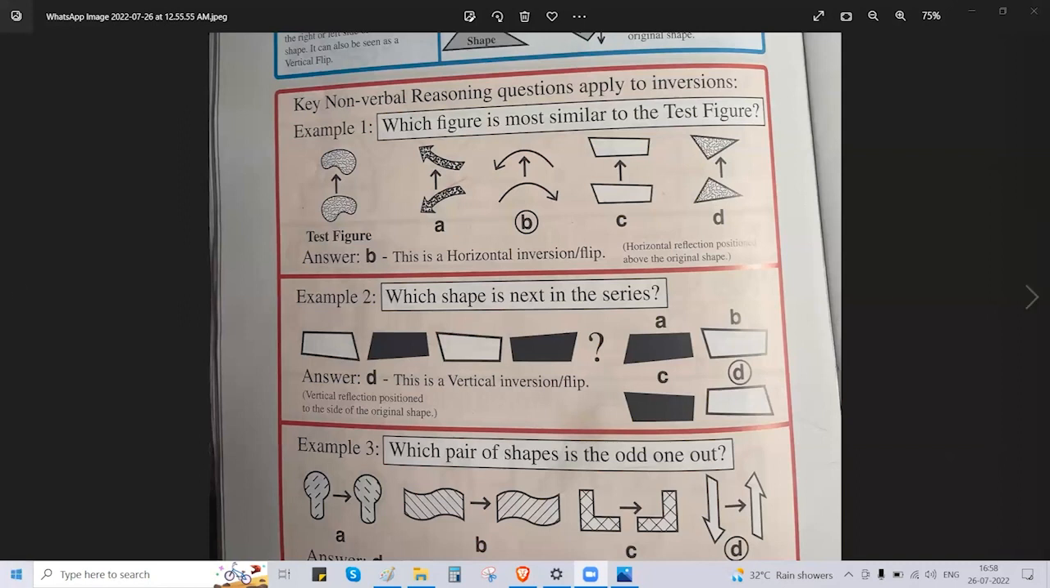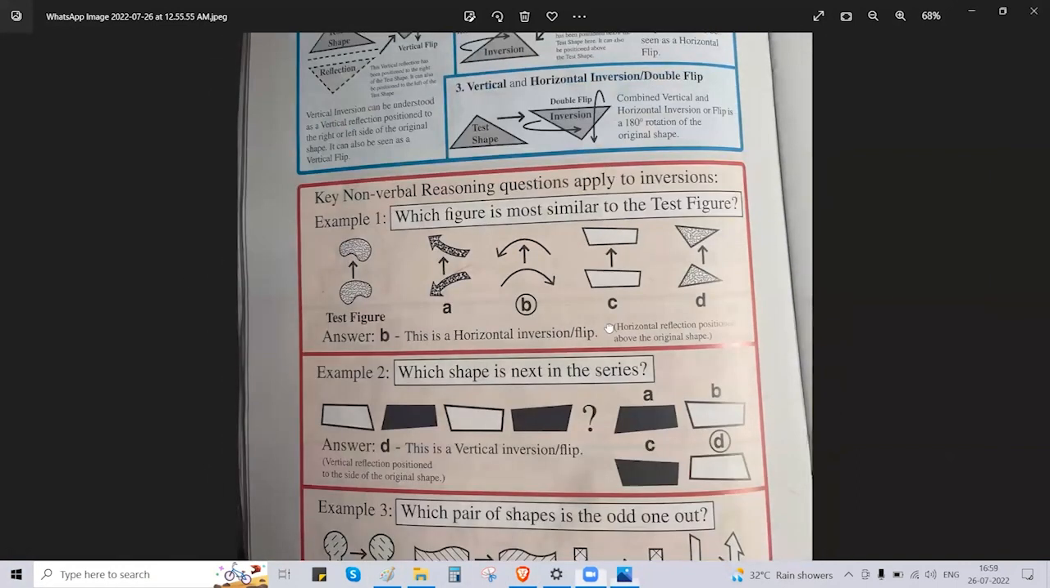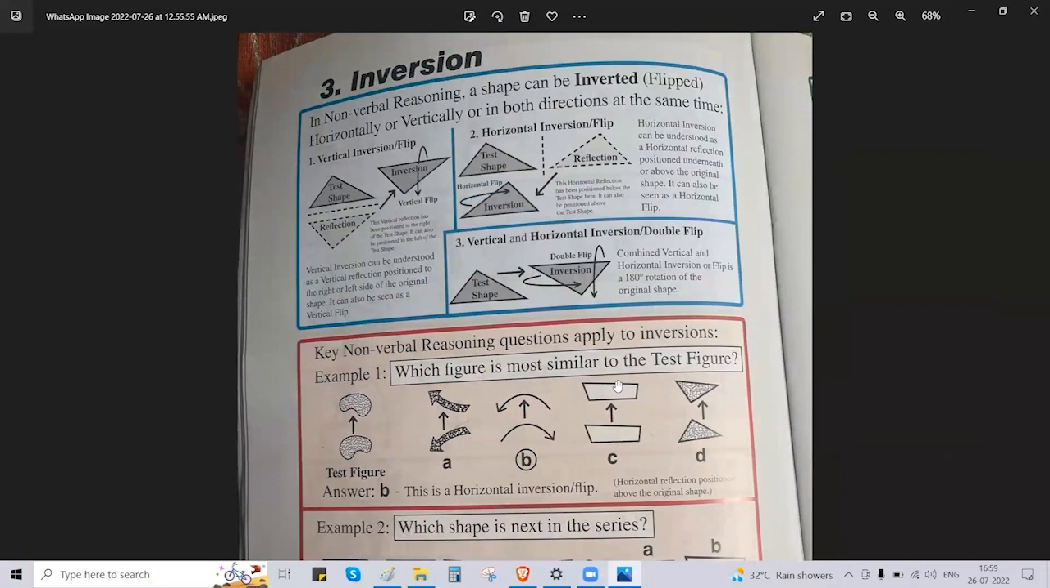Exactly. So that's the right answer. D is the odd one because the rest of them have a mirror in between, but D is different. Very good work. So any doubt, any confusion between flips?